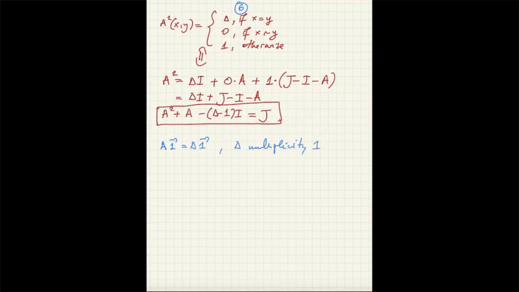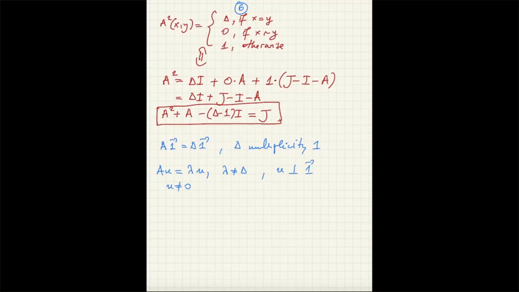Okay. So now let's consider another eigenvalue. So let's say AU equals lambda U, where U is a non-zero vector. And because delta has multiplicity 1, we can say lambda is not delta. And we can assume that U is in the orthogonal complement of the all-one vector. So U is perpendicular to the all-one vector. Okay. So what can we say about this lambda?